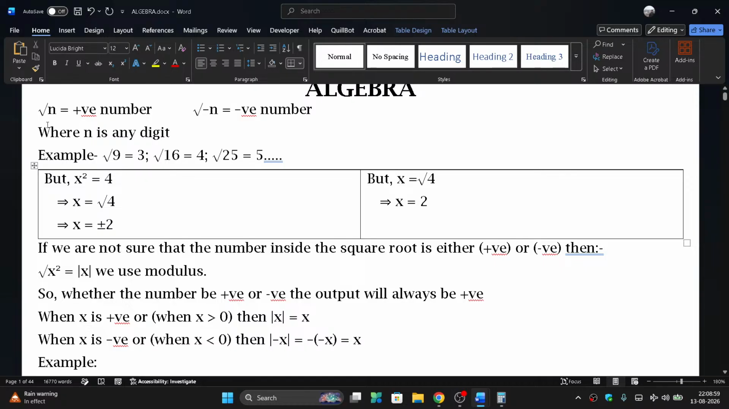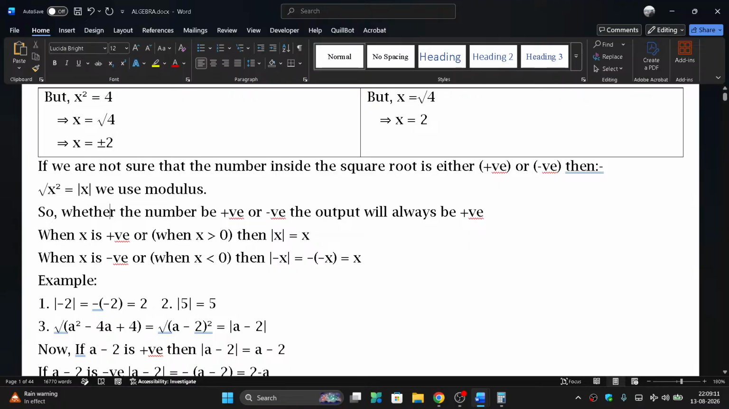Okay, now like there are many numbers under square root. It can be anything, negative or positive. The square can be anything, negative or positive, x square. Then we have to use modulus of x or mod x. So whether the number between this modulus sign, these two vertical lines, this is the modulus sign, if we don't know the value of x, whether it is positive, whether it is negative, we use modulus.